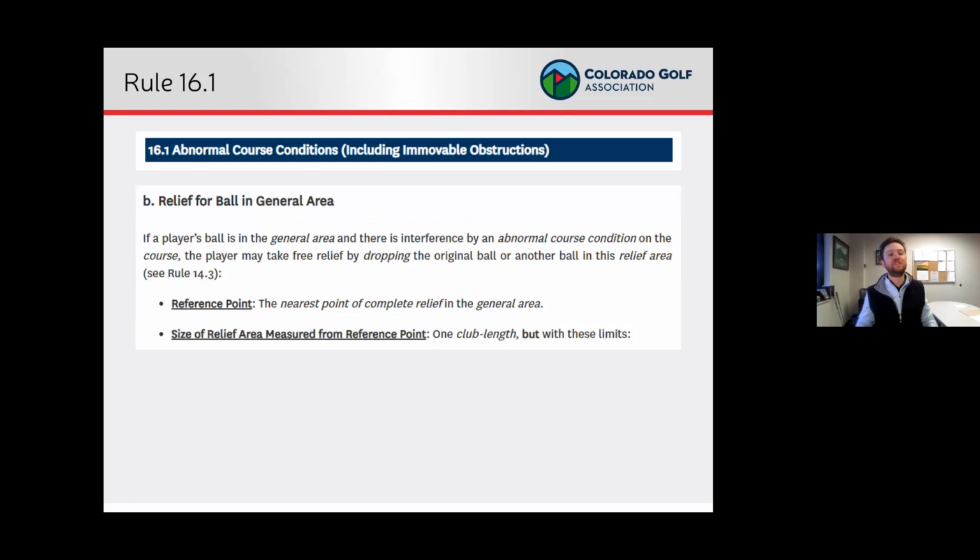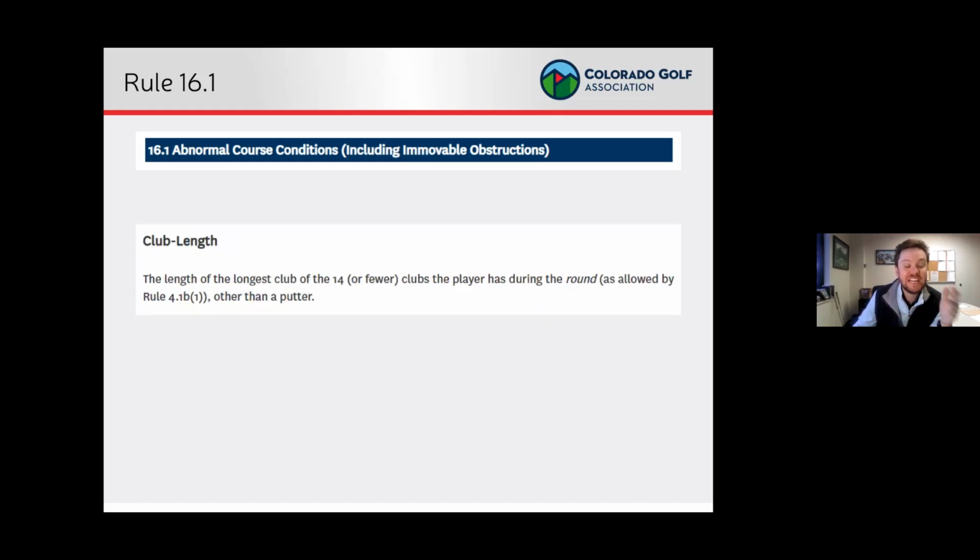So anytime we have a relief situation where we're dropping a ball, we're always going to have a reference point and then a relief area. In this case, it is one club length, but with these limits. Remember, club length is italicized here. So that's a definition. The club length is the length of the longest club of the 14 or fewer clubs the player has during the round, other than a putter. So while you can still use the tall putter but not anchor it, you can't use that as a measurement for your relief area when establishing one here, or maybe your teeing area.